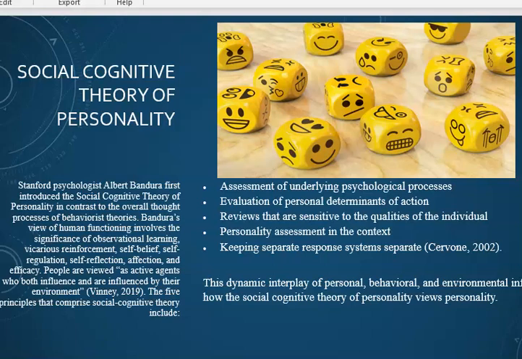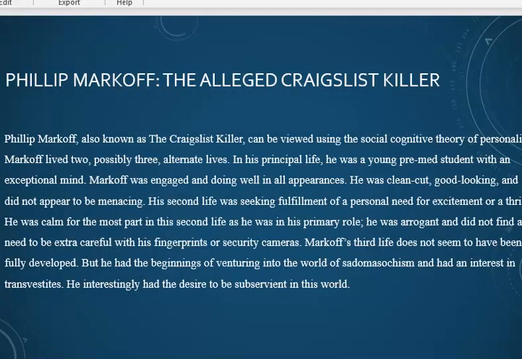The five principles that comprise social cognitive theory include assessment of underlying psychological processes, evaluation of personal determinants of action, reviews that are sensitive to the qualities of the individual, personality assessment in context, and keeping separate response systems separate. This dynamic interplay of personal, behavioral, and environmental influences is how the social cognitive theory of personality views personality.